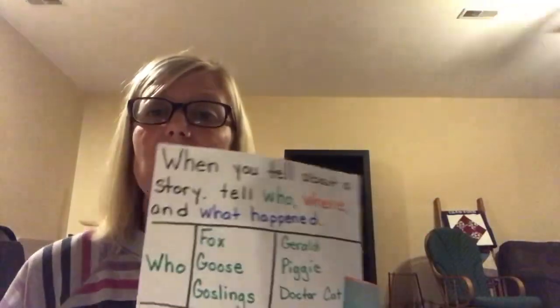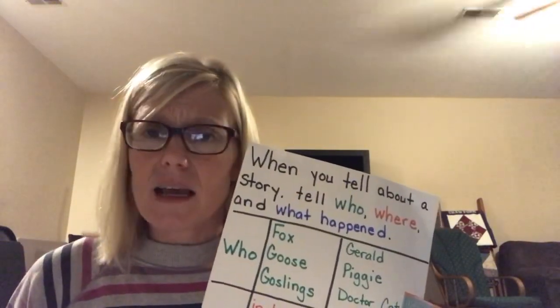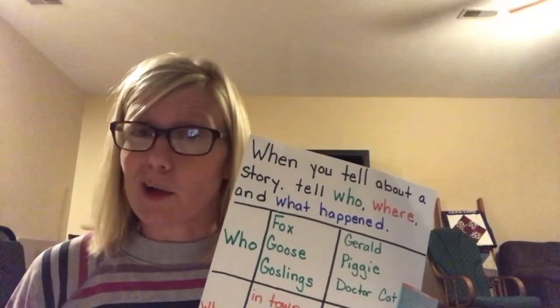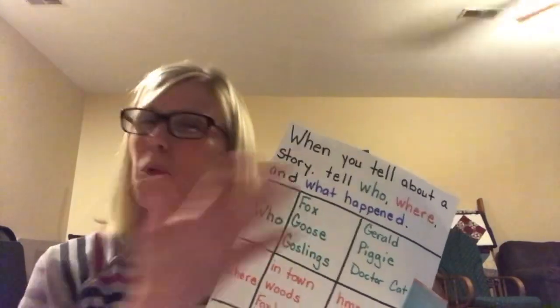But our mini lesson today is about when you tell about a story, you're going to tell and think about the who was in the story, where are they at, and what happened. Your characters, your setting, and your plot. This leads you to the main ideas of the story, that what happened, what was going on, the problem, the solution. We'll talk more about those another time. But we're going to focus today on the who, where, and what happened.